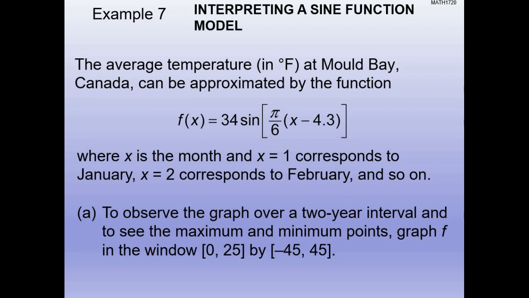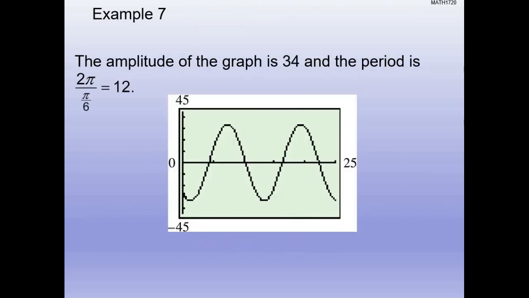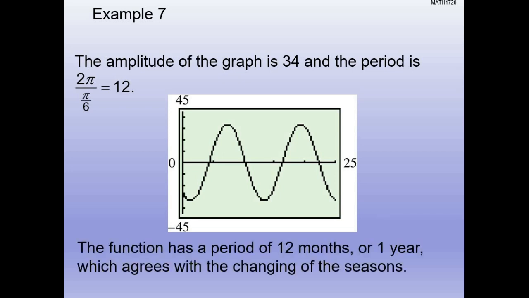Then to do the next part, we have pi over 6. That's going to get multiplied by the x. That's how we're going to get the period. So we're going to take 2 pi over b. b is pi over 6, and we end up getting 12. So that's our period, which is 12. Should make sense, right? 12 months or 1 year, which agrees with the changing of our seasons as well.